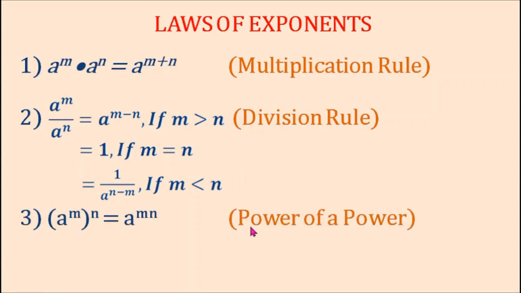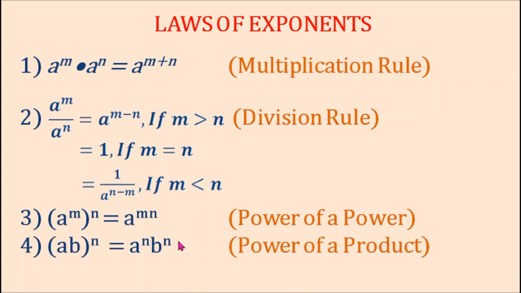Number three, it's power of a power. So that's a to the m, then raised to another exponent n, equals a to the power of m times n. So meaning to say, we are going to multiply the exponents.